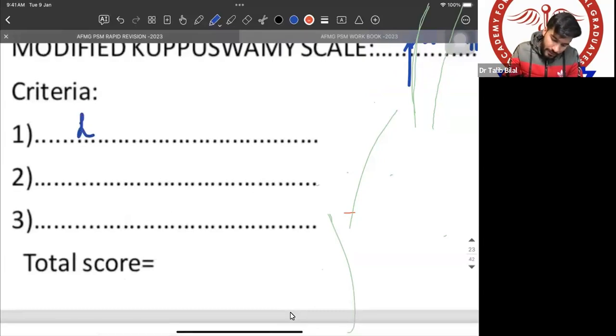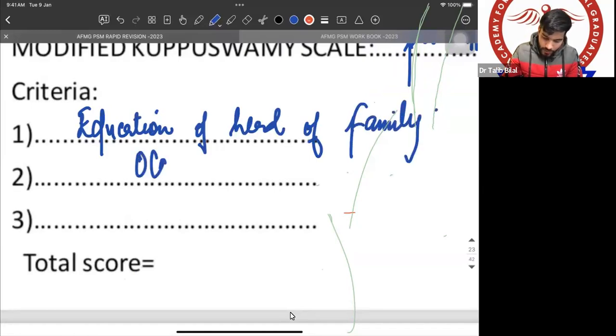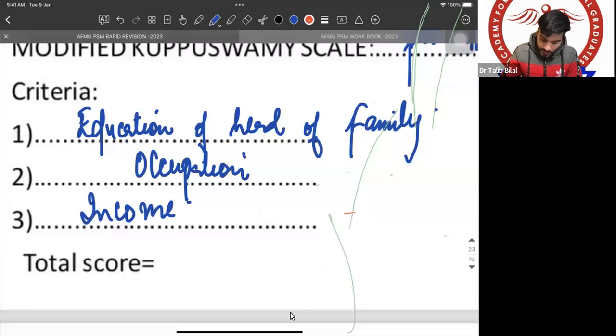Education of head of the family. So just education, occupation, and income. The total score is 29. So education, occupation, and income.